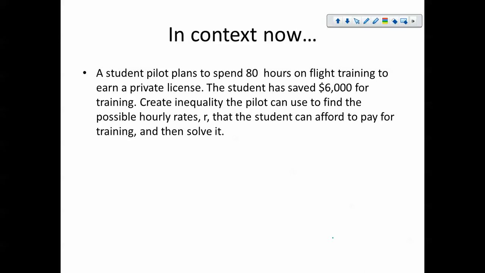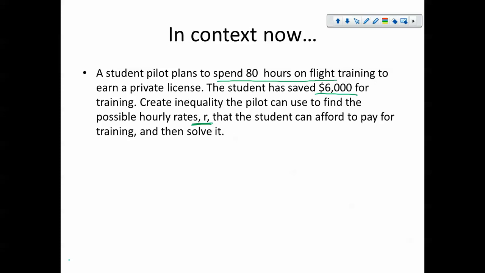The last thing we want to do here is do a problem in context. So let's read this and then create the inequality that represents it. A student pilot plans to spend 80 hours on flight training to earn a private license. The student has saved $6,000 for training. Create an inequality that the pilot can use to find what the possible hourly rates are that the student can afford to pay for training, and then solve it.